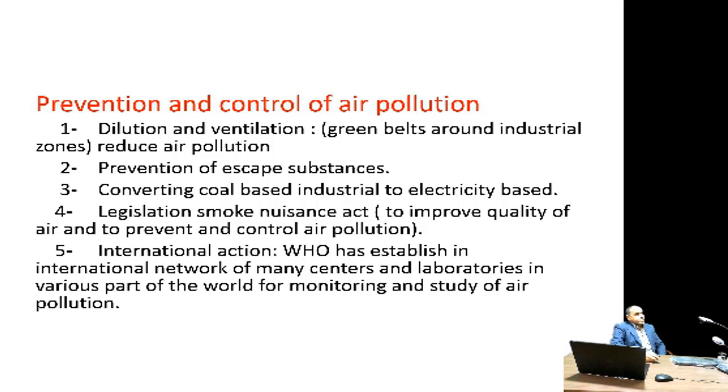Prevention and control of air pollution. How can you protect the community from air pollution? By dilution and ventilation. Green belts around industrial zones reduce air pollution. So we make a belt of trees, green trees, around the factories to reduce and lessen the air pollution.